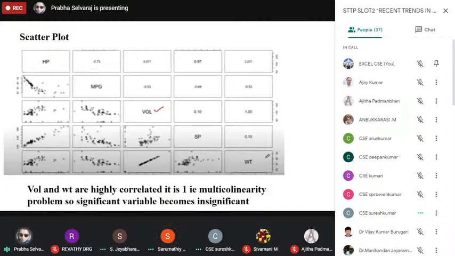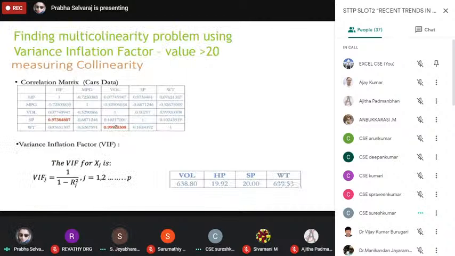Okay, fine. So when two variables are highly correlated, it will result in a multicollinearity problem, so the significant variable became insignificant. How to identify this multicollinearity problem? Using VIF, the variance inflation factor, we can identify it. If the value is greater than 20, then you can identify those variables are having some collinearity problem.